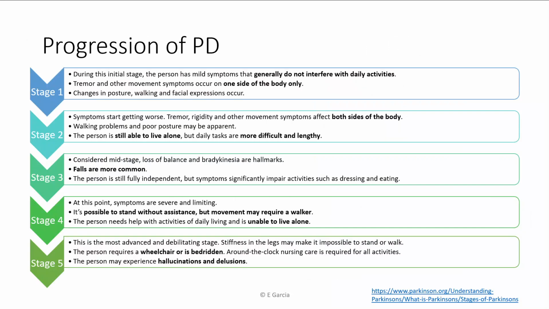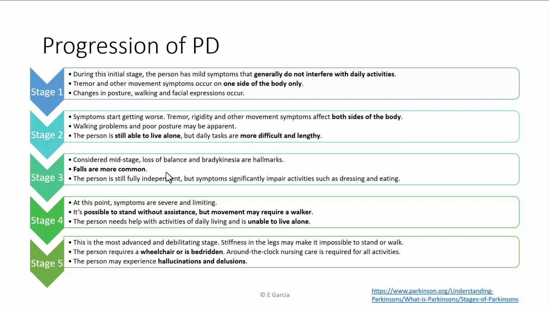And then the progression of this condition. So this particular condition has 5 stages. You do not need to know them by number. What you do need to know is the general sense of what it looks like early versus later. So early on, it tends to let someone still do their daily activities, with symptoms on one side only. It then progresses to both sides of the body. Things kind of slow down.